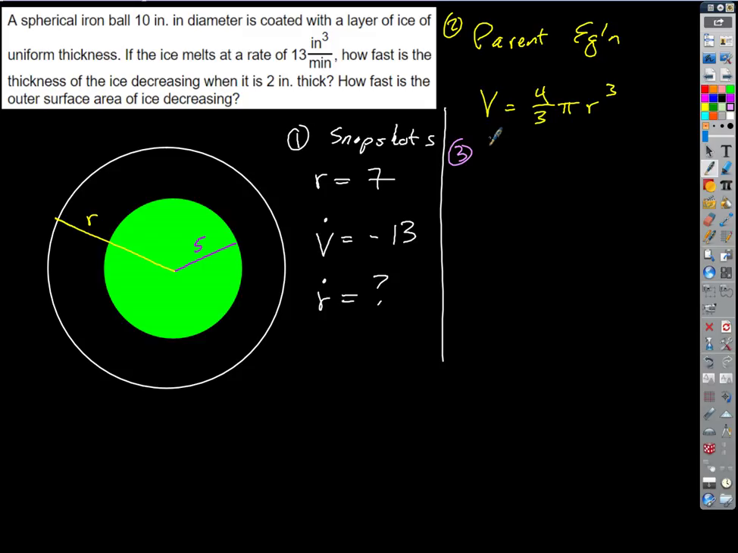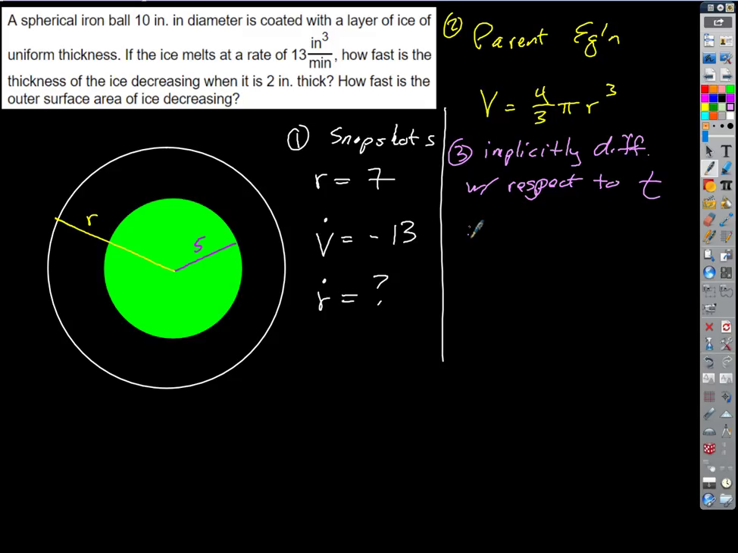Differentiate implicitly. Good, so we're going to implicitly differentiate with respect to what variable? t. Good, with respect to t. And what's that give us then? First term is 4 pi. Well, what's the left side going to be?